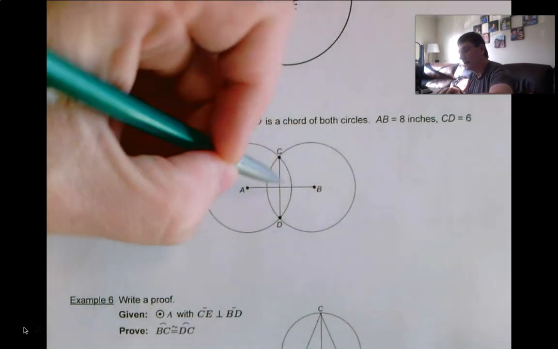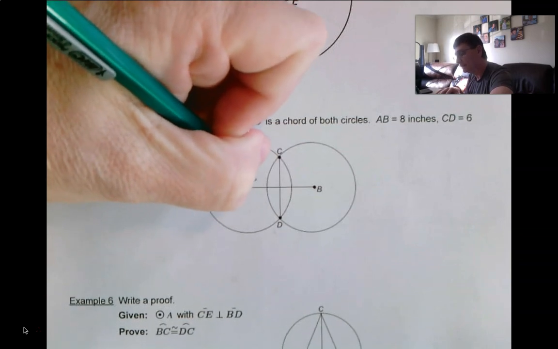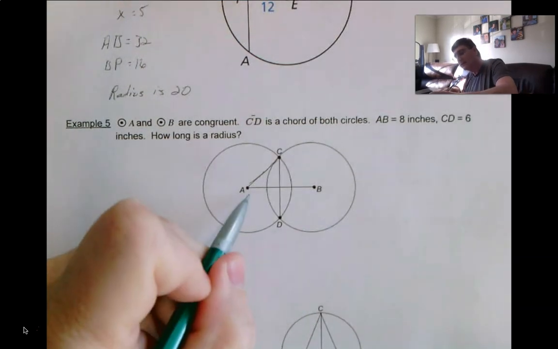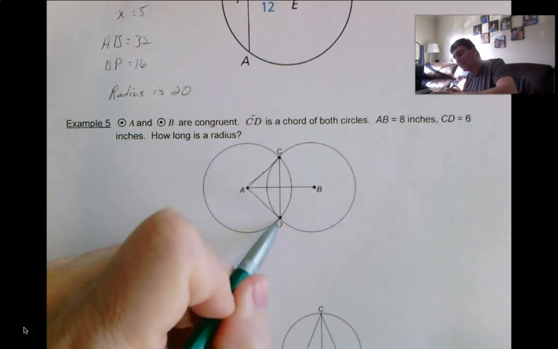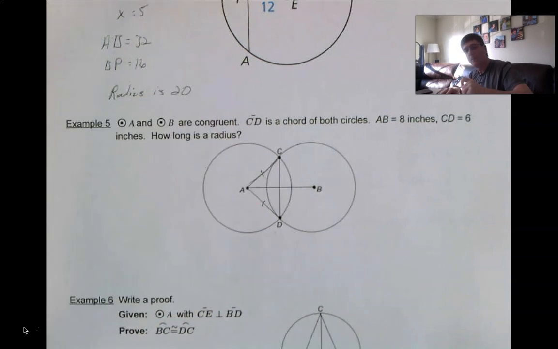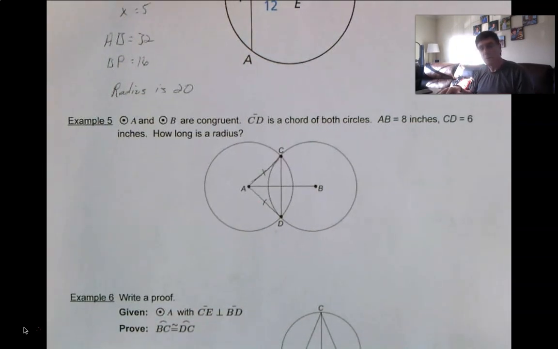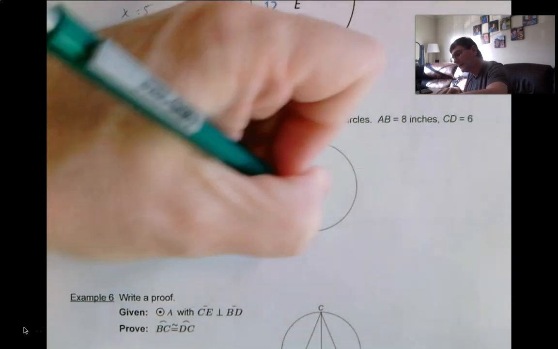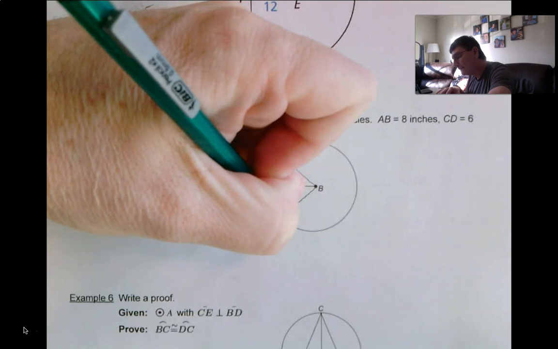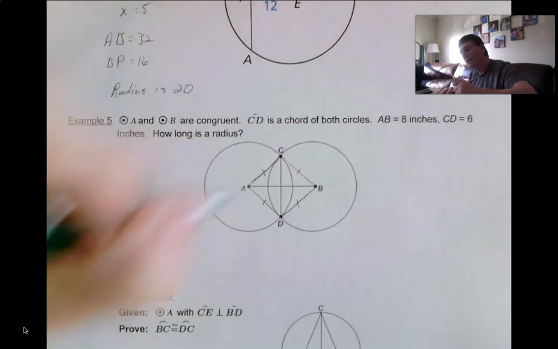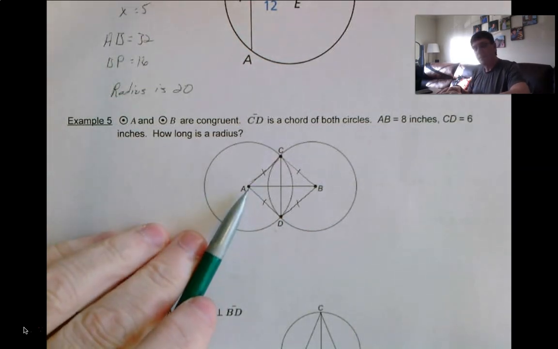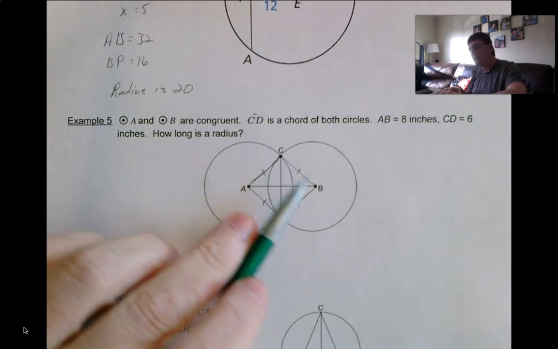Well, let's draw one of the radii. I'm going to draw AC. It's one of the radii. AC's got to be the same as AD, because they're in the same circle. It also has to be the same as BC and BD, because they're in congruent circles. So the radii of congruent circles are congruent. What type of a quadrilateral is ACBD?